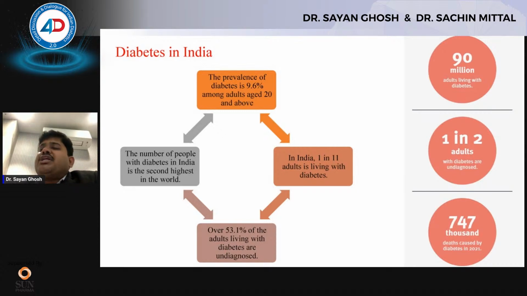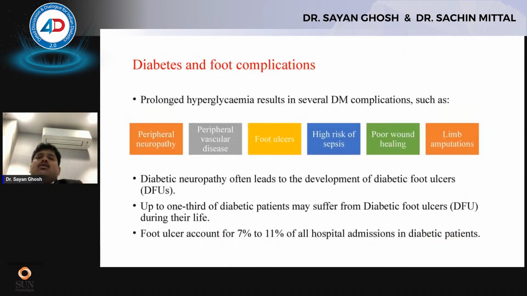In India, 1 in 11 adults is living with diabetes, and 53%, as I have already told, more than 50% of the patients with diabetes are still undiagnosed. They do not even know that they have diabetes because they are not doing any screening test. There are no symptoms, so they are waiting for symptoms, not doing any screening, ultimately causing complications to start from the very beginning. Now, the foot complications I have already discussed.